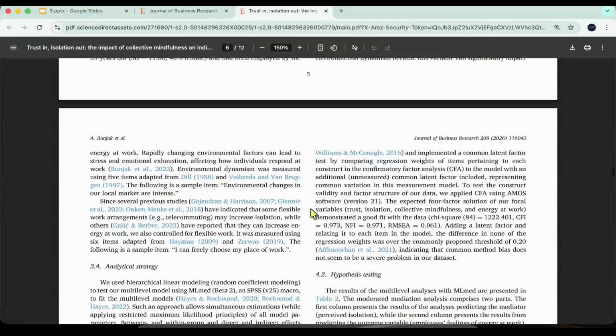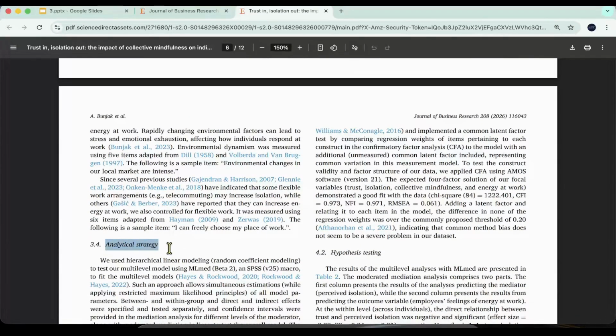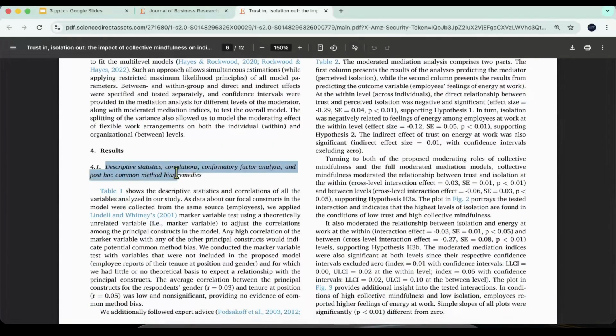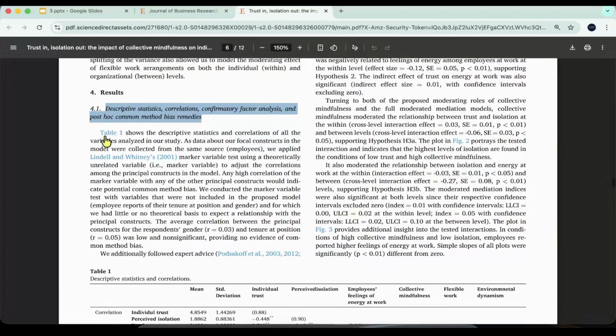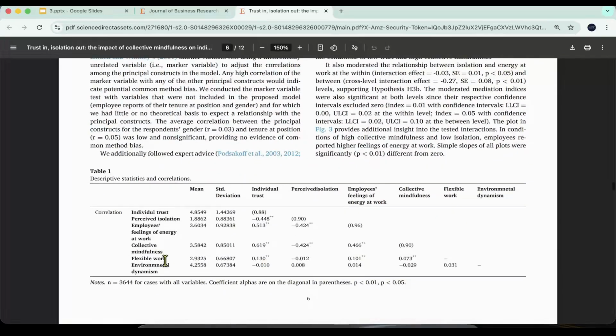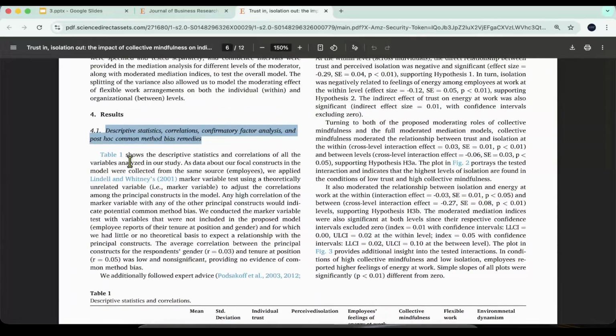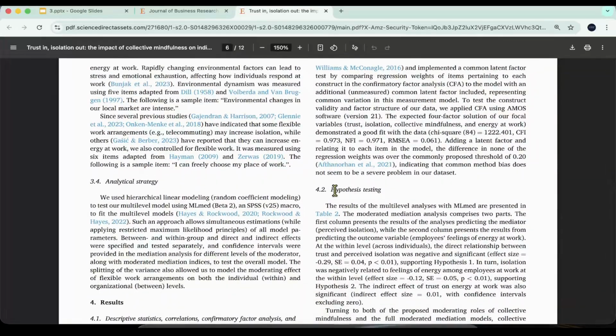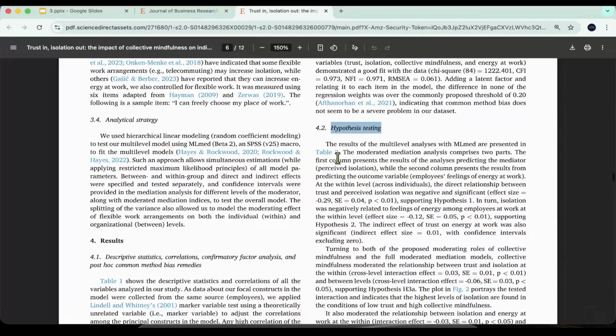3.3 section, and then they have mentioned the analytical strategy, that is what all analysis they are going to do. So can we see, first they are indicating what all analysis they have done with the table. So can we see they have clarified Table 1 shows the descriptive statistics and correlations of all the data. Then they are showing the hypothesis testing, hypothesis wise.